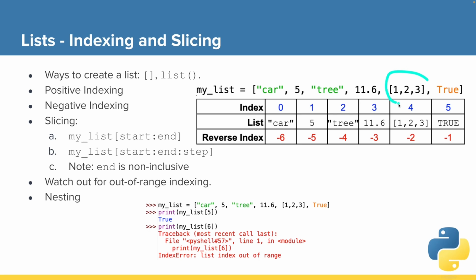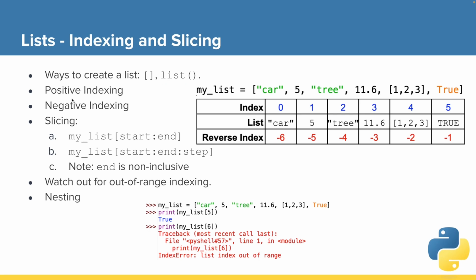Don't worry about this little bit right here. I will talk about this in a second. You see there are multiple commas here, but that is only one entry in the list. We can also use this construct of list and parentheses to create a list.